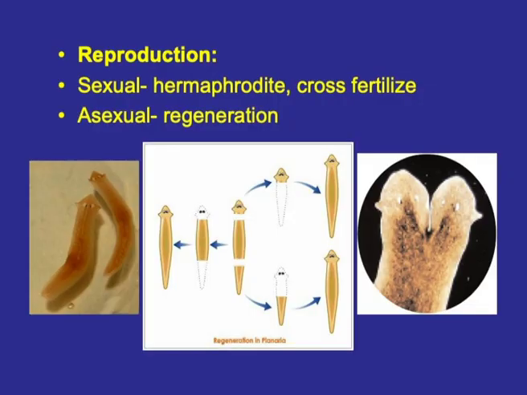And the next one is reproduction. The reproduction of these organisms can be performed in two ways, that is asexual reproduction and sexual reproduction. They perform asexual reproduction through regeneration, and sexual reproduction is through cross fertilization, because the organisms belonging to this class and this phylum are hermaphrodites. That means the male reproductive organs and female reproductive organs are present in the same organism.